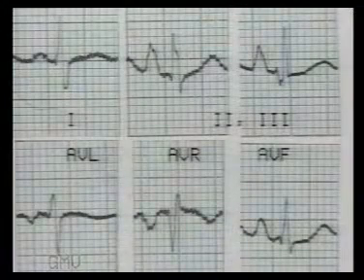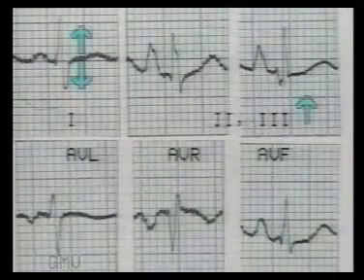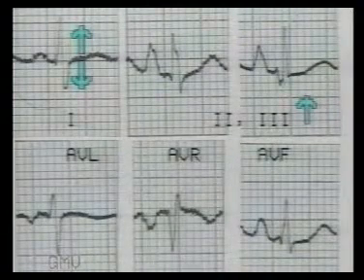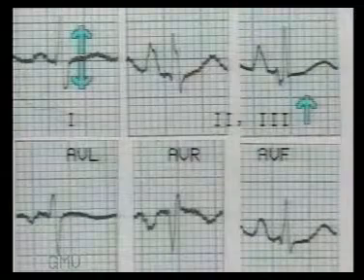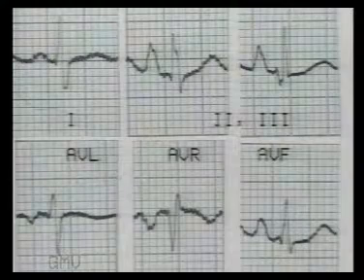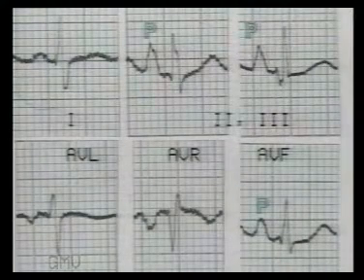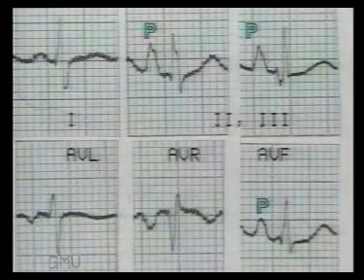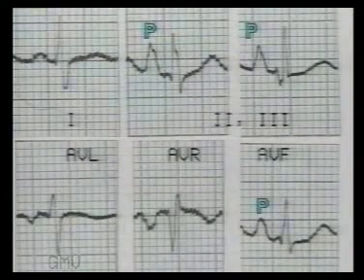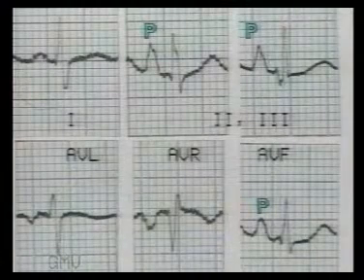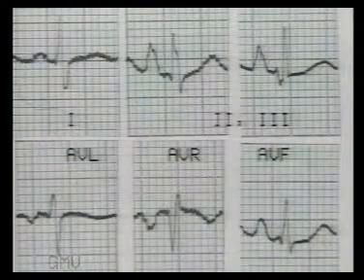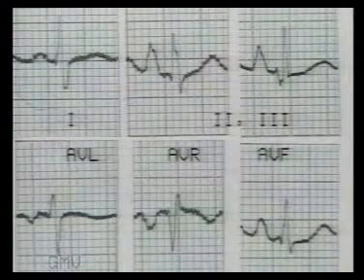Now come to limb leads. There is no gross deviation of axis, but there is a negative wave in 1 and AVL and positive wave in lead 3, suggesting tendency to right axis deviation. Now note the P wave in lead 2. A very typical tall and peaked P pulmonale is seen in leads 2, 3 and AVF, diagnostic of right atrial hypertrophy. So this ECG shows right ventricular hypertrophy with right atrial hypertrophy and right axis deviation.